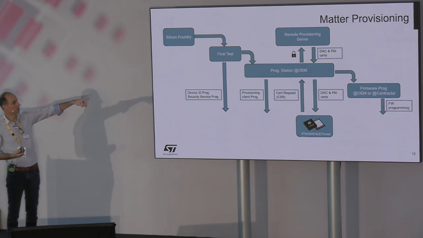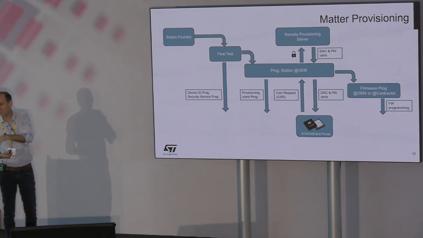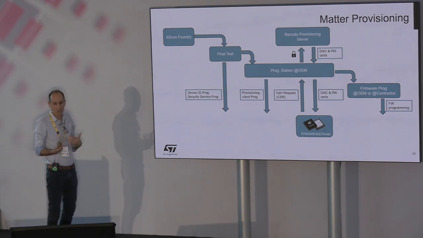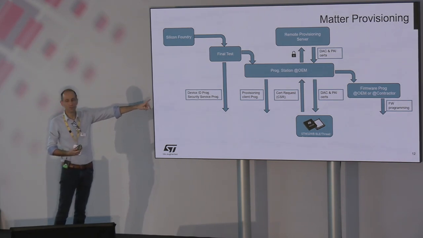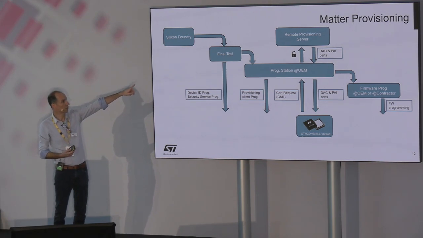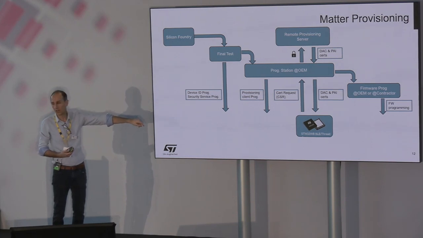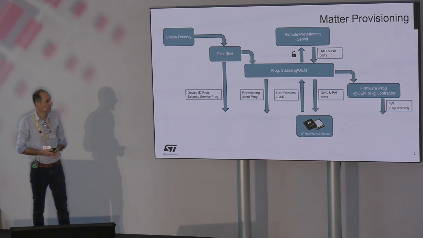The device talks to the programming station, which is local. It can be done by a contract manufacturer or by your own programming infrastructure. It depends on the security or manufacturing model. Once the programming station is informed by the request, it places the final request to the remote provisioning server, who delivers the DAC and PAI, which are further on programmed on the STM32WB device.